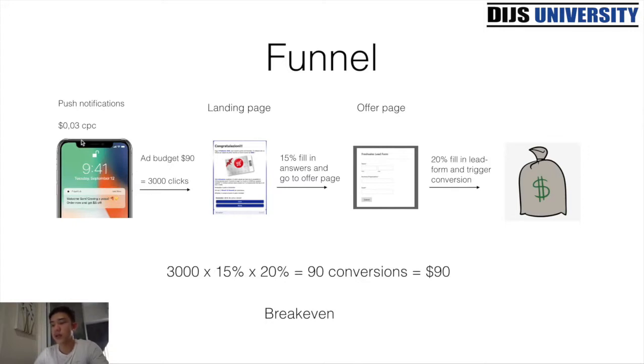So in this example, we still pay that same amount of cost per click, so we still have 3 cents cost per click. With the same ad budget of $90, we get 3,000 clicks. We add in that landing page, then about 15% will fill in the answers on this landing page. That would be like a simple survey asking what is your age, let's say it's a grocery offer. Do you usually buy your groceries in this store? How much do you spend on groceries, etc., etc. So you add that landing page and about 15% fills in the answers and goes to the offer page.